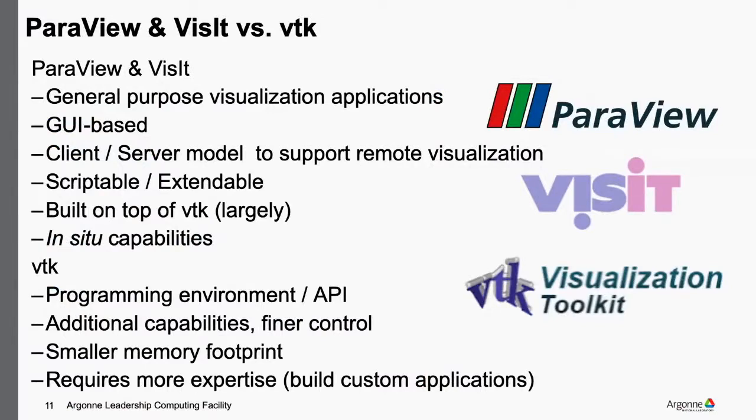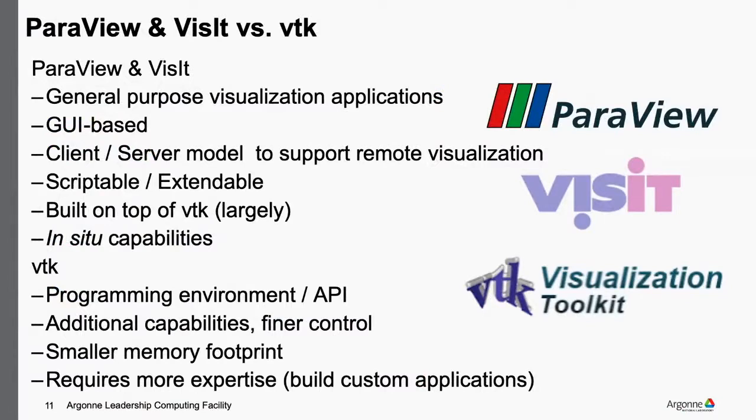They're GUI based, so they're great for doing interactive data exploration. They have a client server model, which enables you to run, in particular, in parallel. So they're both meant to be distributed memory, large scale. Often your data doesn't fit on a single node, so you can run a parallel server on Cooley, for example, and then connect to it from a lightweight client that you run on your local machine to do the exploration. But it's also scriptable, so you can use it in batch mode.